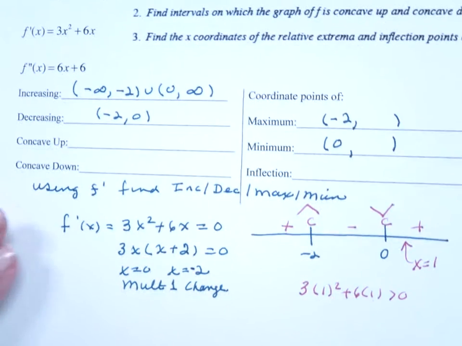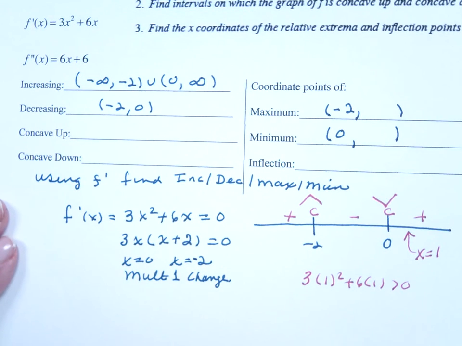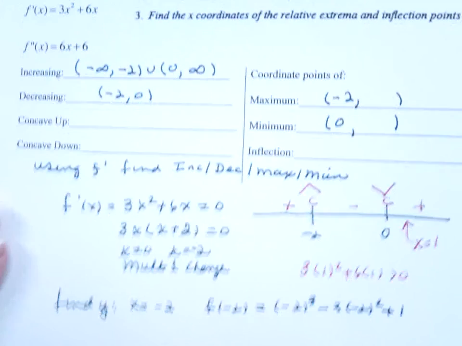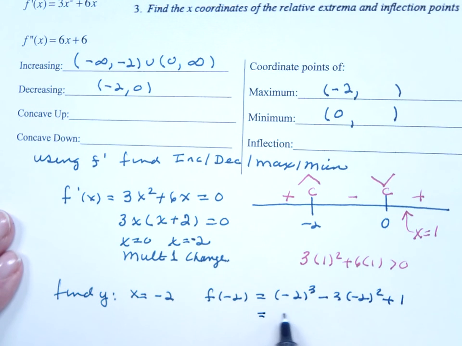Now I have to go back to the original function to find the y values. So find y. When x equals -2, then f of -2 is -2 cubed minus 3 times -2 squared plus 1. -2 cubed is -8. -2 squared is 4. 4 times -3 is -12 plus 1. And that looks like that's going to be -19.